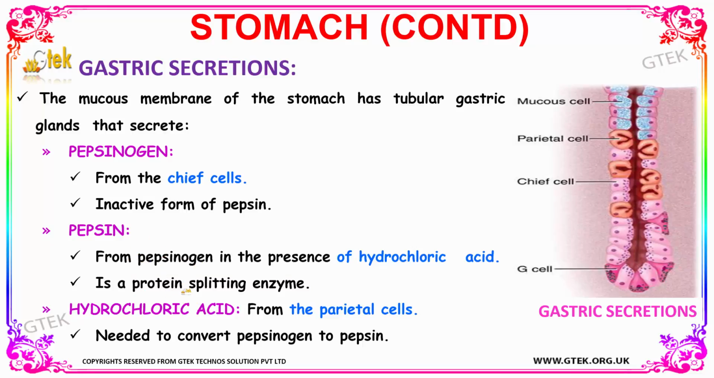Next we have the hydrochloric acid. Your parietal cells, as you can see over here, are the ones that secrete the hydrochloric acid. And the hydrochloric acid is used for converting your pepsinogen into pepsin. So your parietal and chief cells form the major cells, which help in the production of pepsinogen and hydrochloric acid, which produce the pepsin as a byproduct.